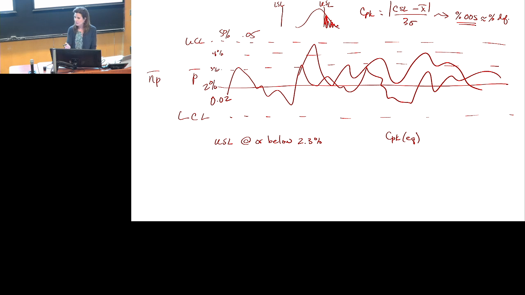So I take that information, that proportion defective, I can pretend that that's my area that's out of specification, and then back calculate the z-score and divide it by 3. So if you remember, CPK equivalent equals your z-score divided by 3. Do you remember that? And a z-score is some x value minus mu over sigma.